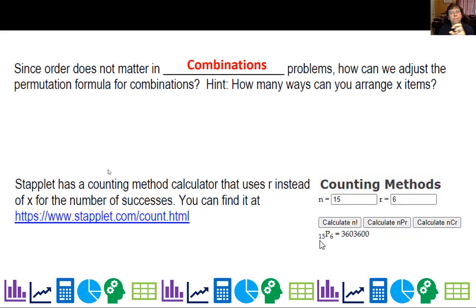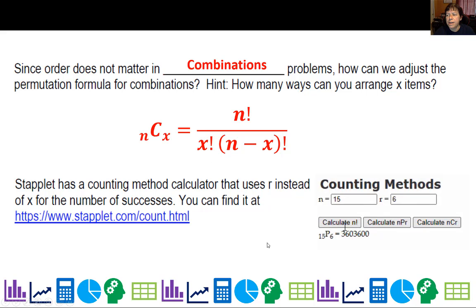All right, so how do we take that permutation formula and adjust it in general? So now I have the combination formula, nCx is n factorial over x factorial times n minus x factorial. That's like the permutation formula, but I divide by the number of ways I can arrange the x items. All right, so let's go ahead and calculate it. You put in, we're doing 4 and 2, and instead of doing permutation, click on combination, and voila, there we go. We have the number of ways to choose 2 out of 4.